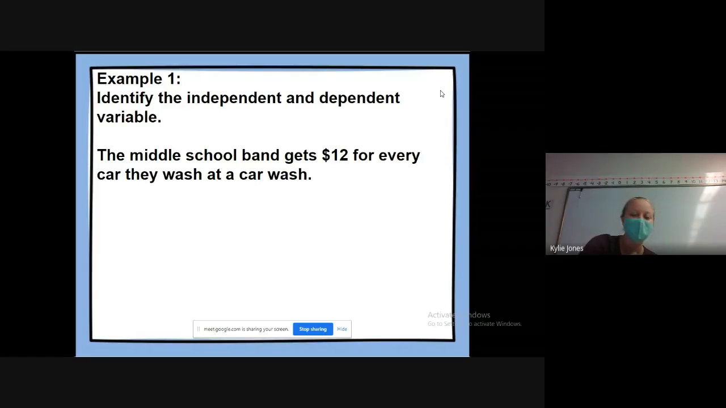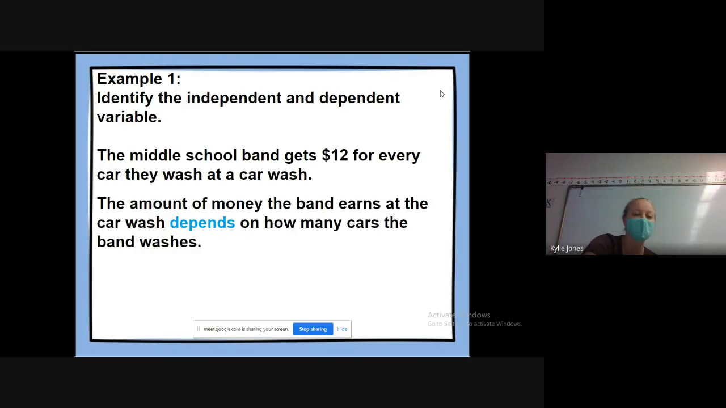The middle school band gets $12 for every car that they wash at a car wash. So the money here depends on how many cars, right? If they get 0 cars, how much money are they going to make? $0. If they get 1 car, how much money can they make? $12. If they get 2 cars, how much money will they make? 24. So their dependent variable is cars. They said this so weird. The amount of money the band earns in the car wash depends on how many cars. So the number of cars is the dependent variable.